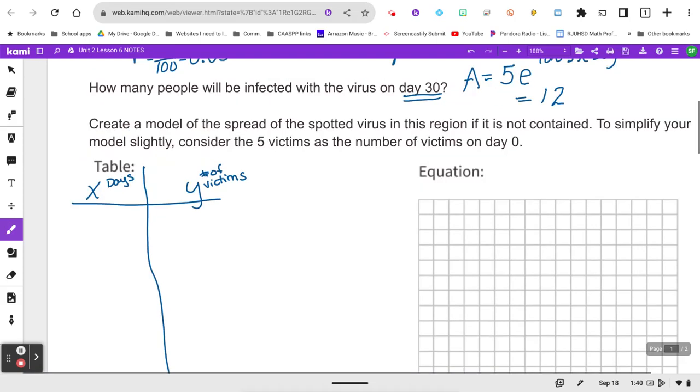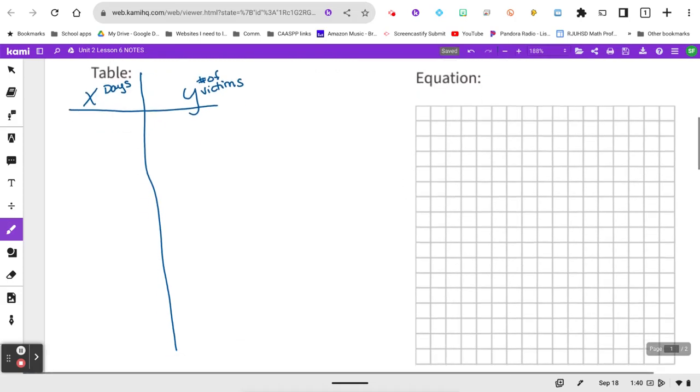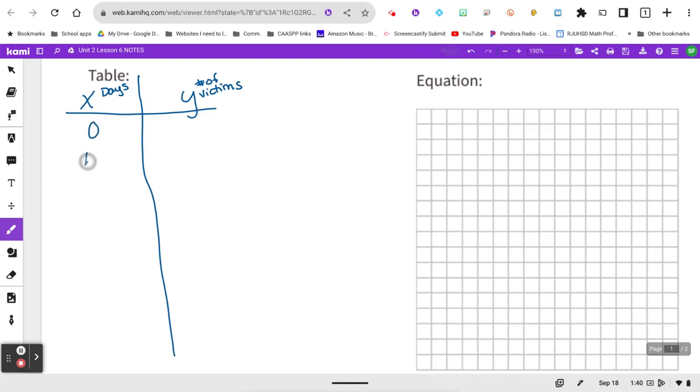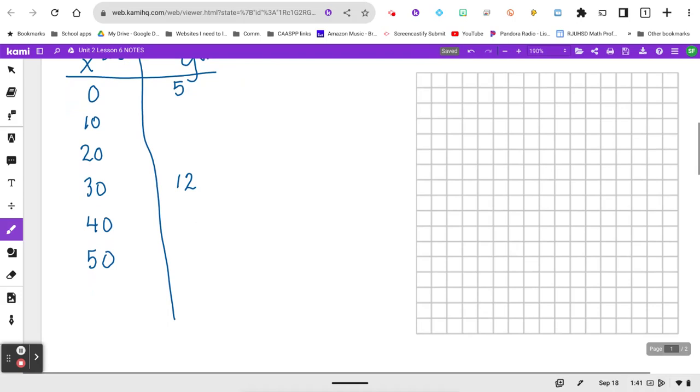I went through already, and I just picked numbers that work really well. 0, 10, we're going to count by tens because it's going to make it a little easier. And if you remember, we already know on day 30, we are going to have 12. And at day 0, we do have 5. I'm going to show you how to put that in Desmos in just a second.